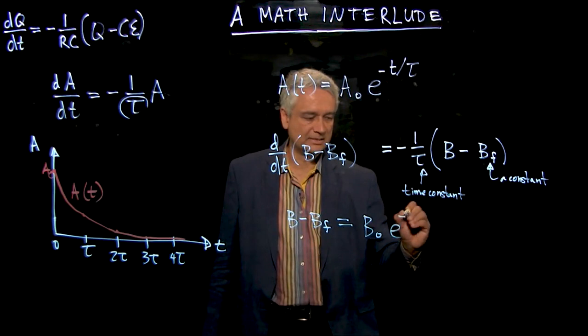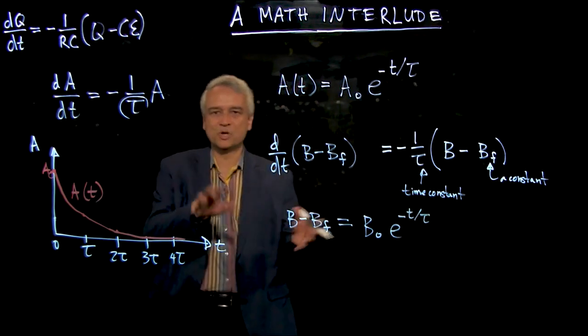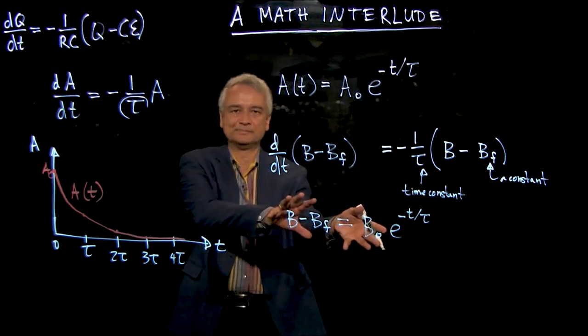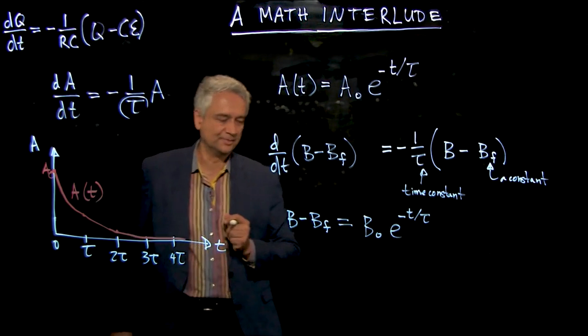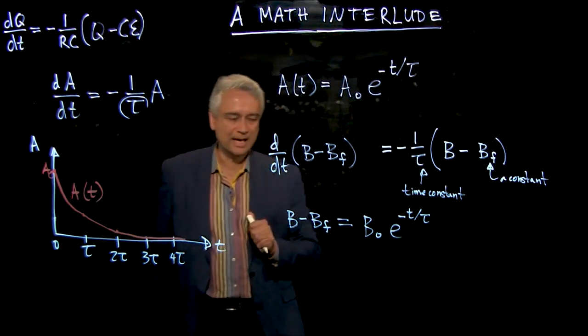e to the minus t over tau. And when we do all the decoding and once we figure out how to pick b naught, this is going to be the solution to my physics problem, and it's going to be the end of my math interlude. What do I need to do? I need to pick b0. How do I pick b0?